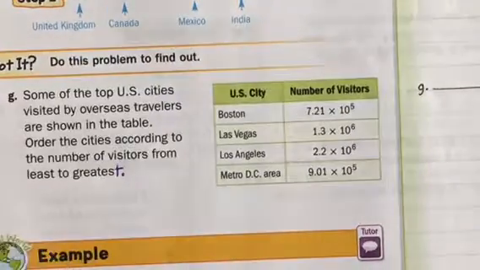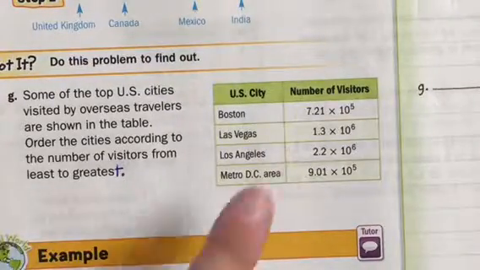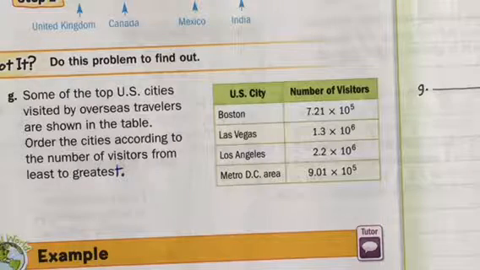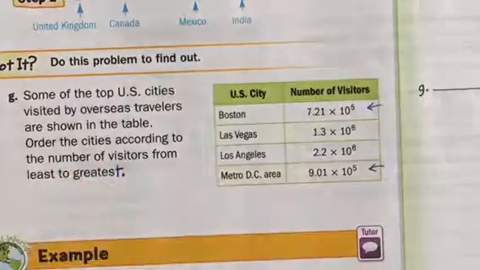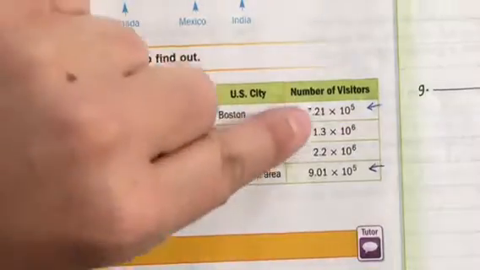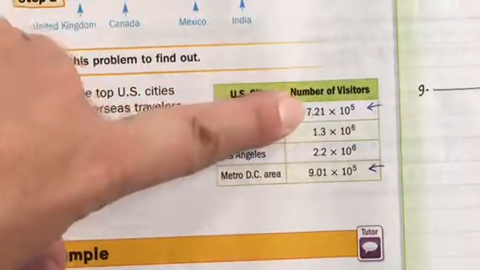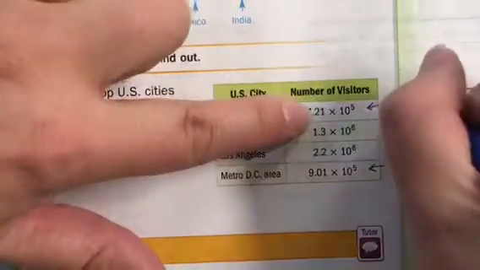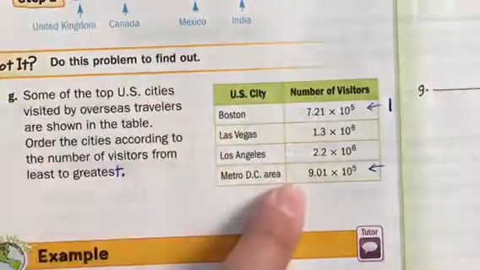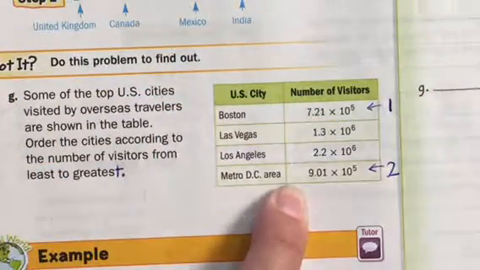So which ones are going to be the least on this one? When we're looking at the table, which ones do we want to do first? Which one's the least? Which powers are we looking at? Power 10 to the what? Everybody show me with your hand. 5. Good. So we're going to compare these first. And since we're supposed to do the least, now we can just compare their decimals. Which one is least? 7.21 or 9.01? Boston. So Boston is the first one. That means that Metro DC is the second.